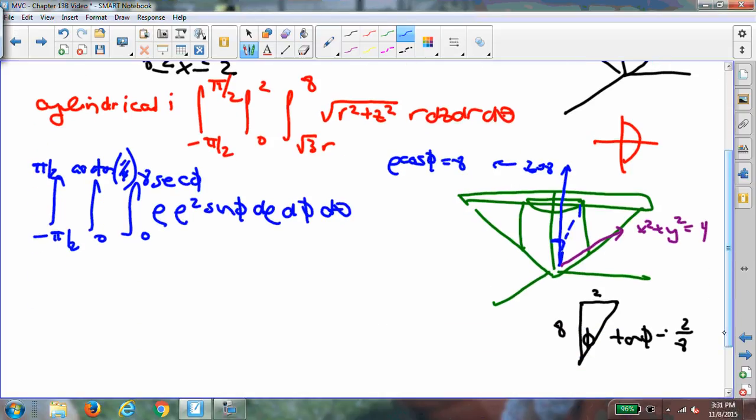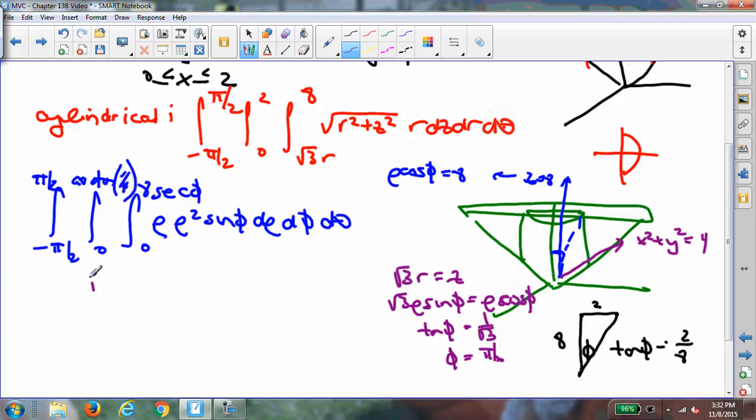Now let's do the cone. For the cone, I'm going to use square root of 3 r equals z. So square root of 3 rho sine phi equals rho cosine phi. So tangent phi equals 1 over square root of 3. Phi equals pi over 6.